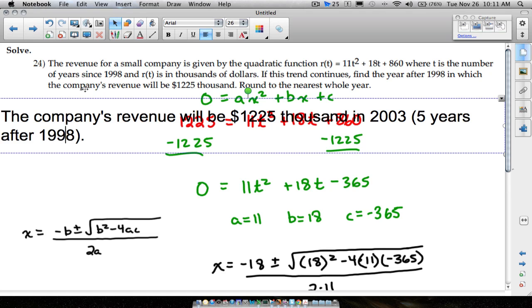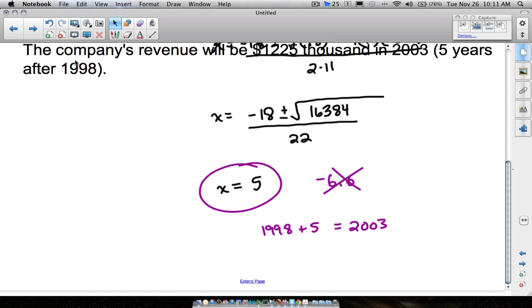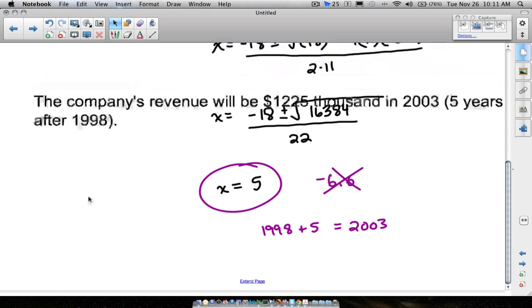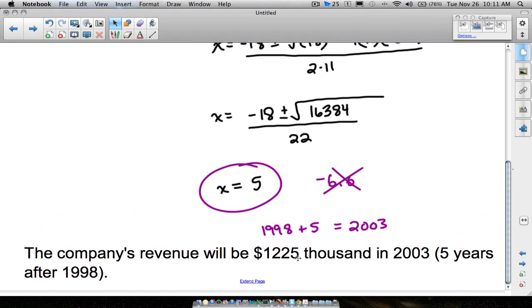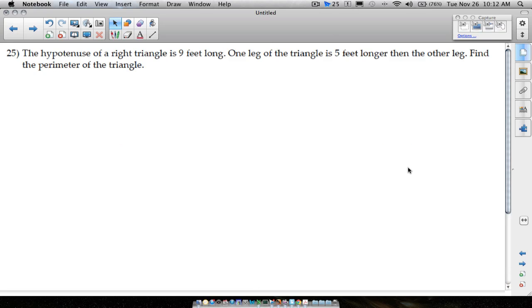All right. I'll get this down here to clean it up. So don't forget your complete sentences for these answers. All right, moving on. Last problem.